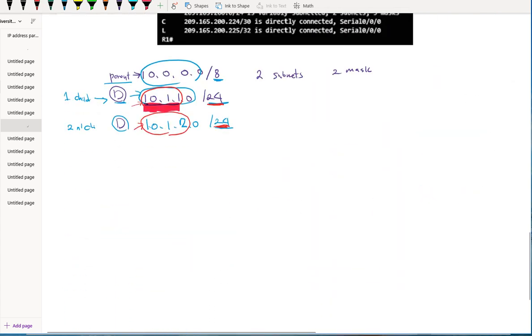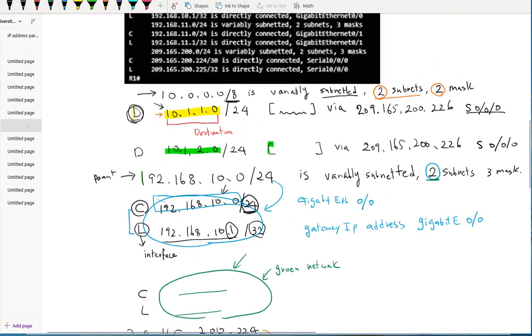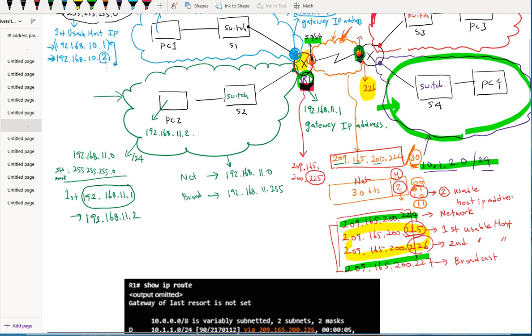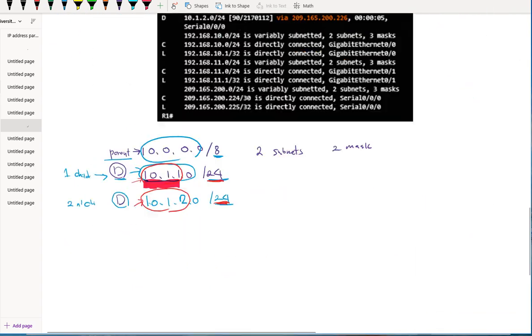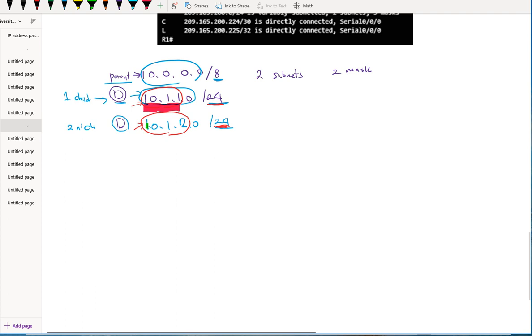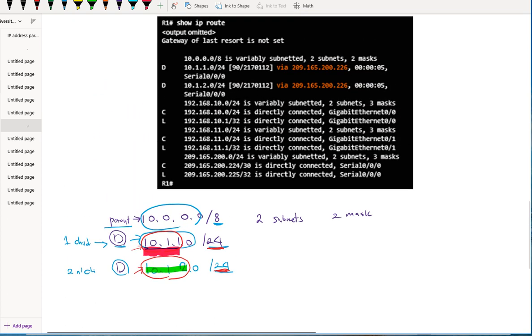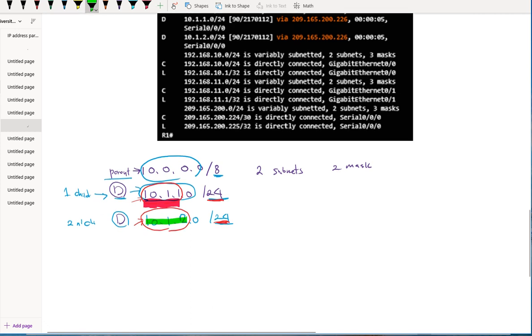And to get into this green one, which is the 10.1.2.0 network, so basically that's the green network, you have to go through what? You have to go through the same thing, 226. The IP address .226, IP address .226, right?